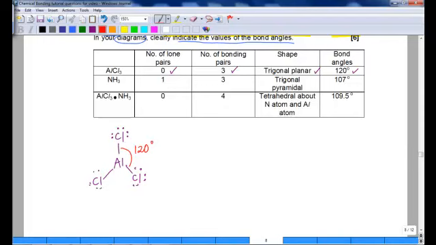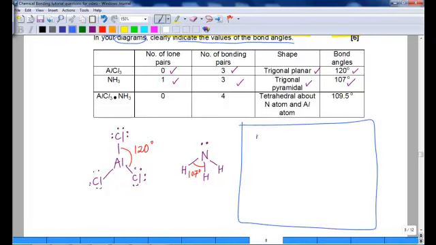Moving on to the next molecule, we have ammonia. So ammonia has 1 lone pair, 3 bond pair. So it should be trigonal pyramidal with 107 bond angle. So ammonia, trigonal pyramidal with a lone pair. And the bond angle, please indicate it clearly. This is 107 degrees.